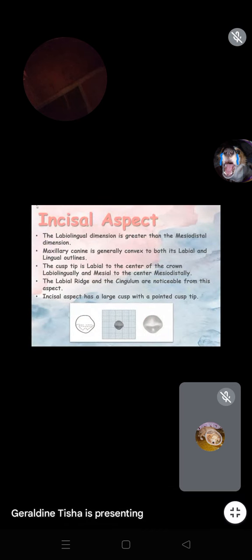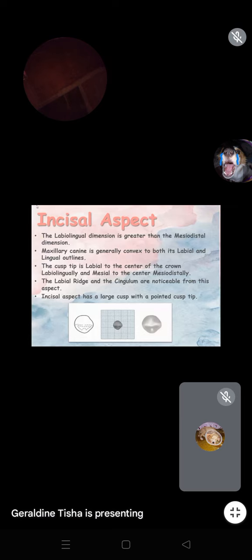Incisal aspect. The labiolingual dimension is greater than the mesial-distal dimension.